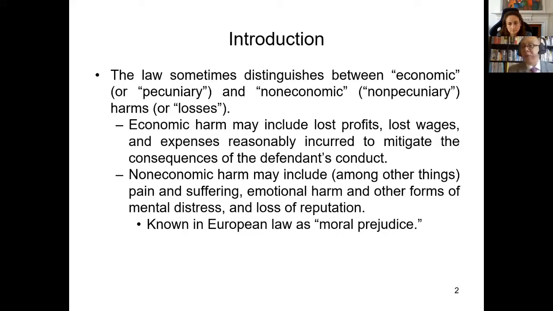And the concept of non-economic harm is often referred to in the European legislation and case law as moral prejudice, very literal translation of the French préjudice moral. There are some commentators who will argue that, technically speaking, moral prejudice in the civil law countries refers more exclusively to mental distress, and that other types of non-economic harms, such as loss of reputation, should have a different term. But I'm going to use the term moral prejudice as being synonymous with non-economic harm for our purposes today.